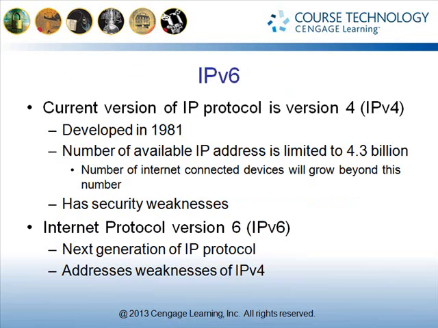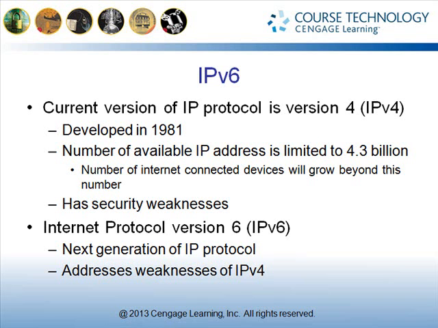The current version of IP is IPv4. It was developed way back in 1981, long before the Internet was universally popular. And as we might expect, IPv4 has several weaknesses associated with it. One weakness is the number of available IP addresses. Because the IP address is 32 bits in length, there are only about 4.3 billion possible addresses, and that's not enough anymore for all of the devices that we all are carrying around with us.